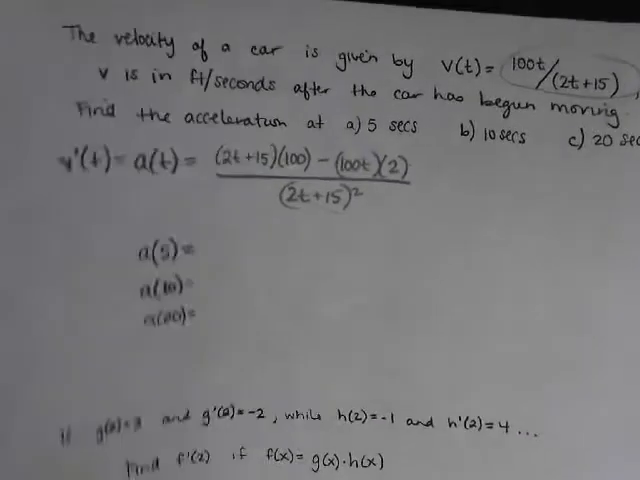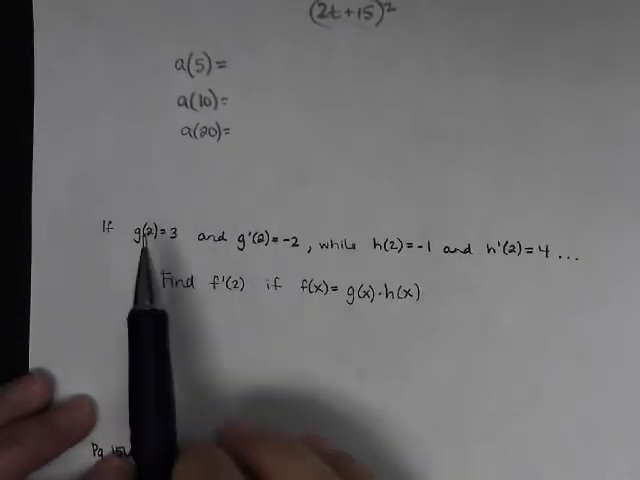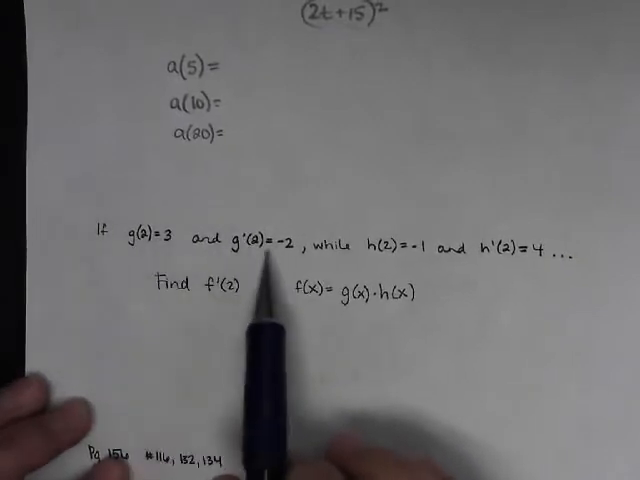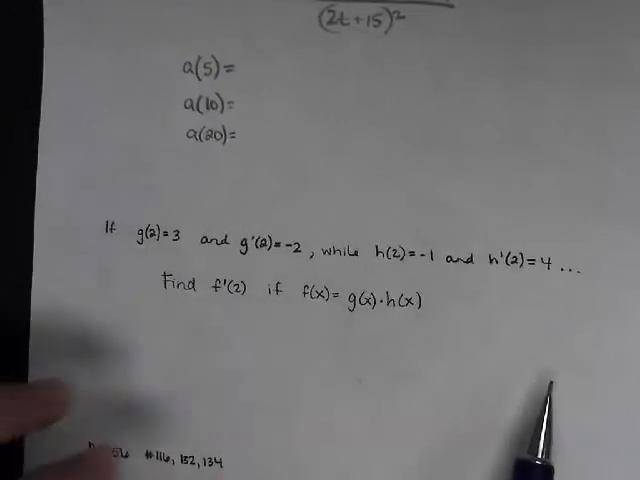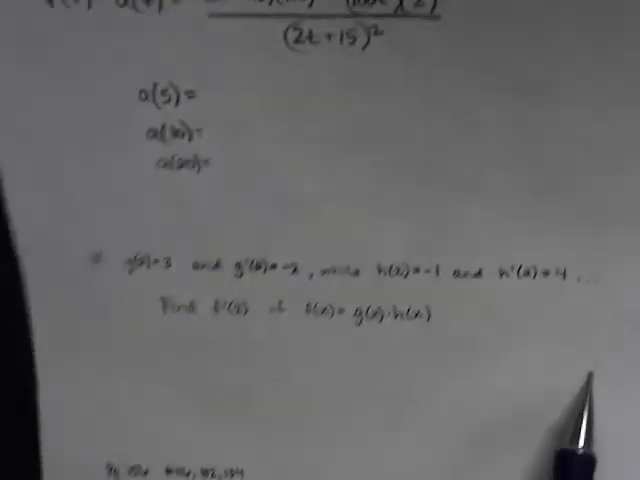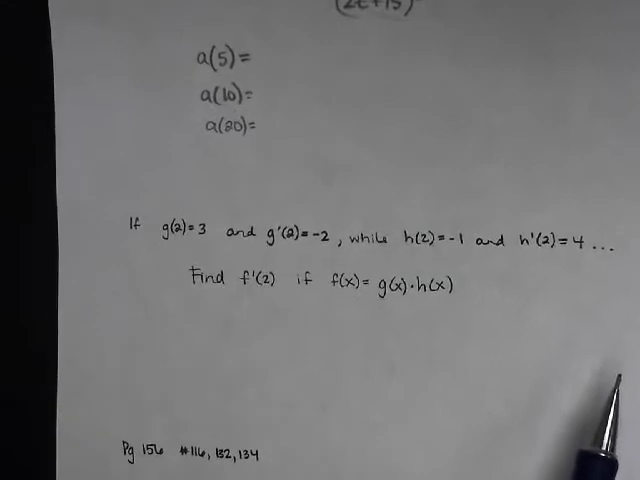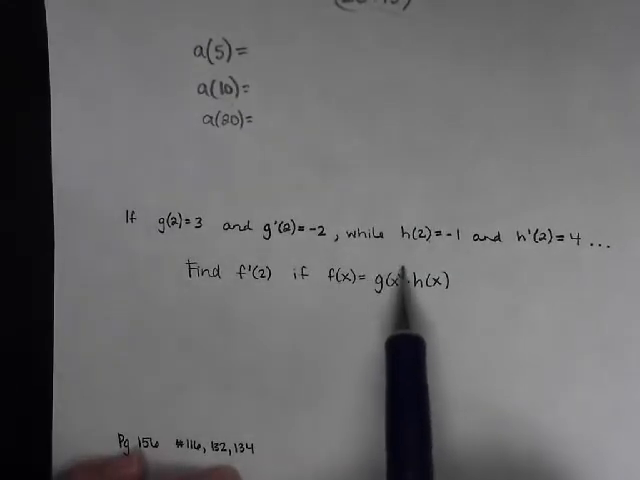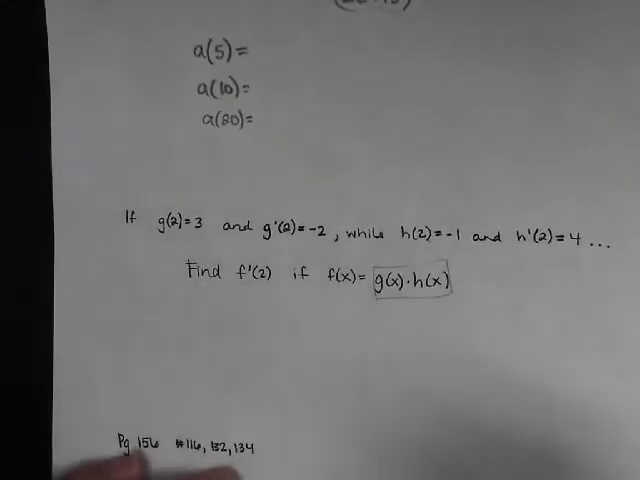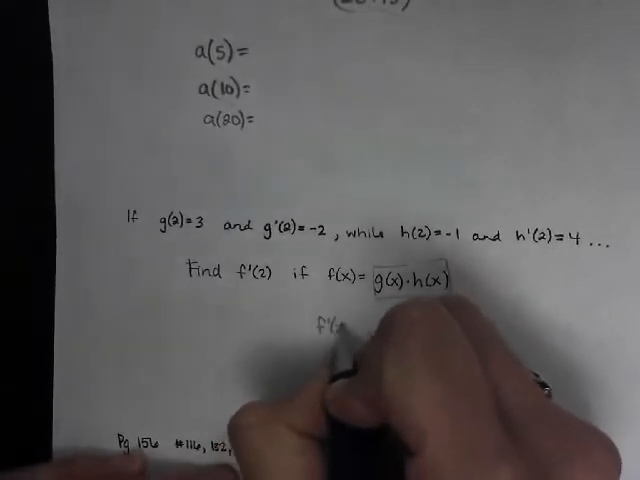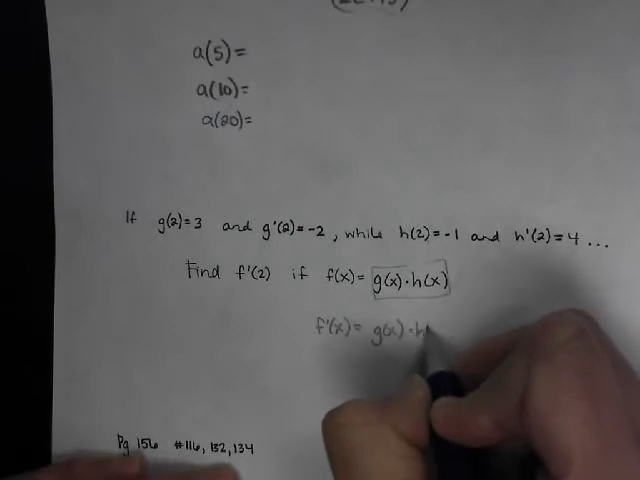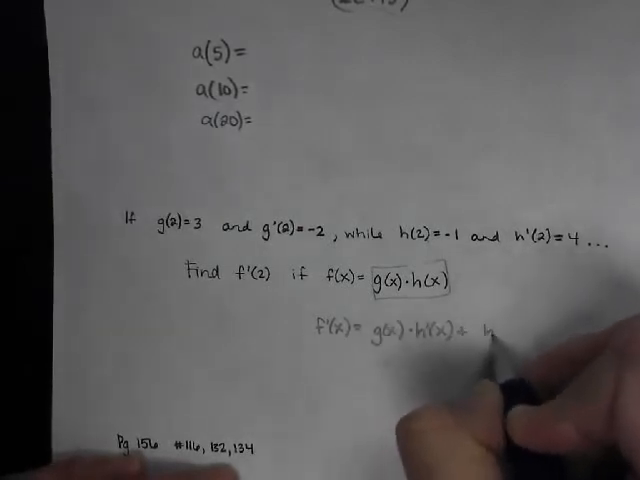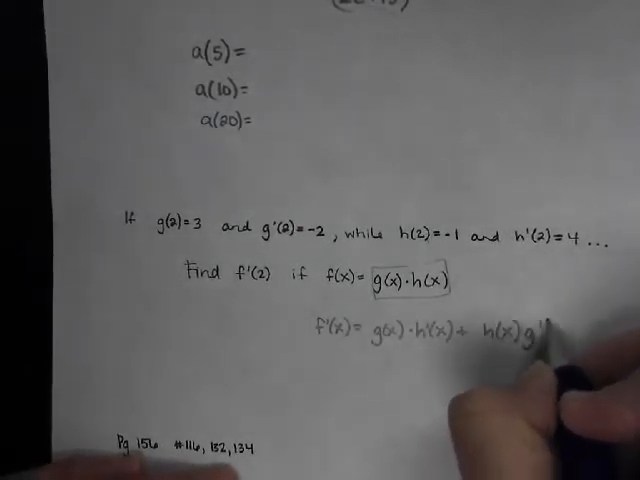Okay, this next one gives us a boatload of information. The function value of g at 2, the derivative at 2. The function value of h at 2, the derivative of that function at 2. And then it asks us to find f prime of 2. It gives us the fact that f of x is g of x times h of x. So to find the derivative of f of x, we're just going to use the product rule. So first times the derivative of the second plus the second times the derivative of the first.